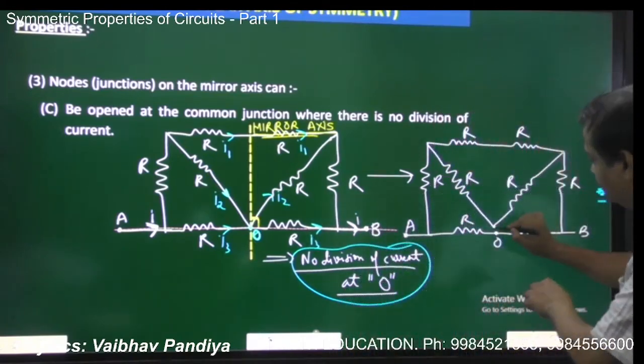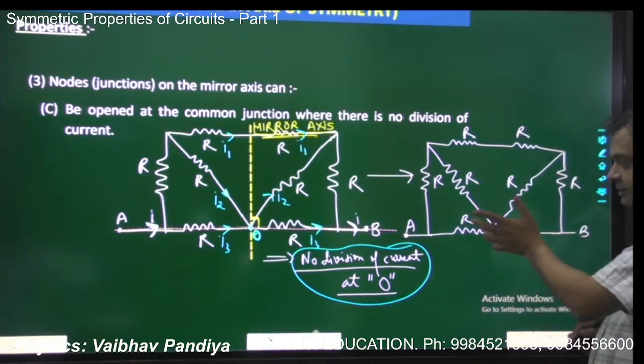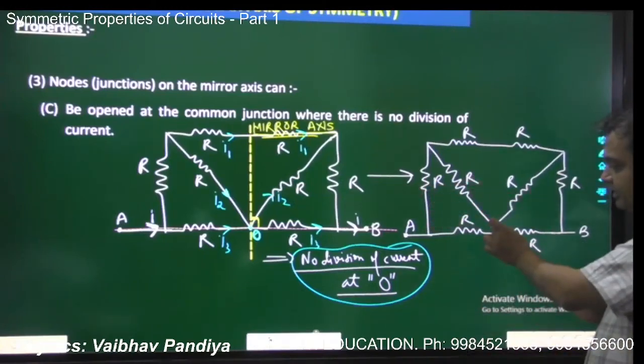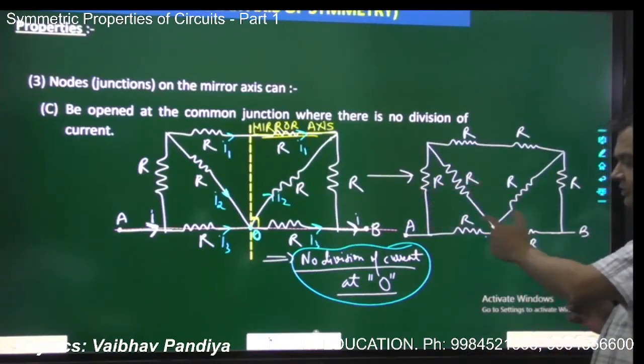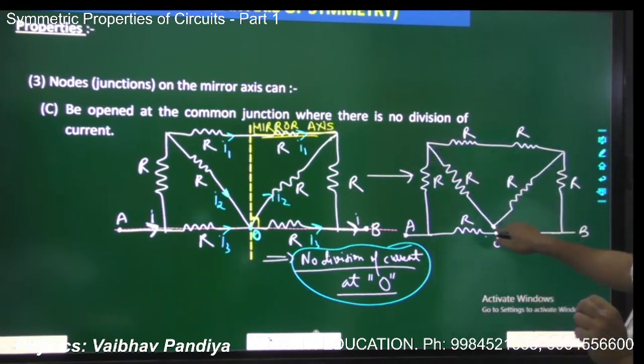Now see what I've done: I've made a gap here, and this gap reflects that, as far as the distribution of current is concerned, you can treat this node and this node as separate nodes. I can open the circuit. So this is the third property: when the current is not divided at any node, you can open the circuit at that node.